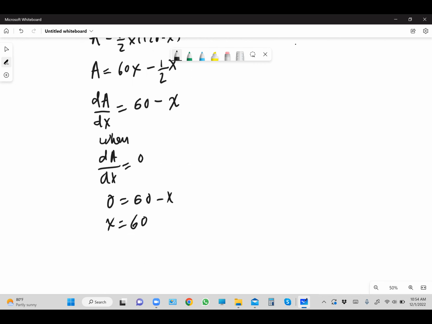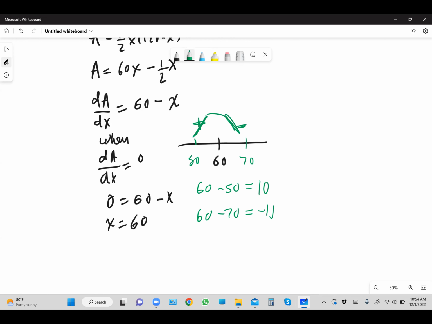It's probably going to be a max, but just so we can reflect on this a little bit, let's do it. If 60 is here, we're going to test on each side, say 50 and 70. Let's pick 50. 60 minus 50 is 10, so it's positive here. And then 60 minus 70 is negative 10, so it's negative here. So it's increasing to the left of 60, decreasing to the right of 60. So this has to be a maximum.